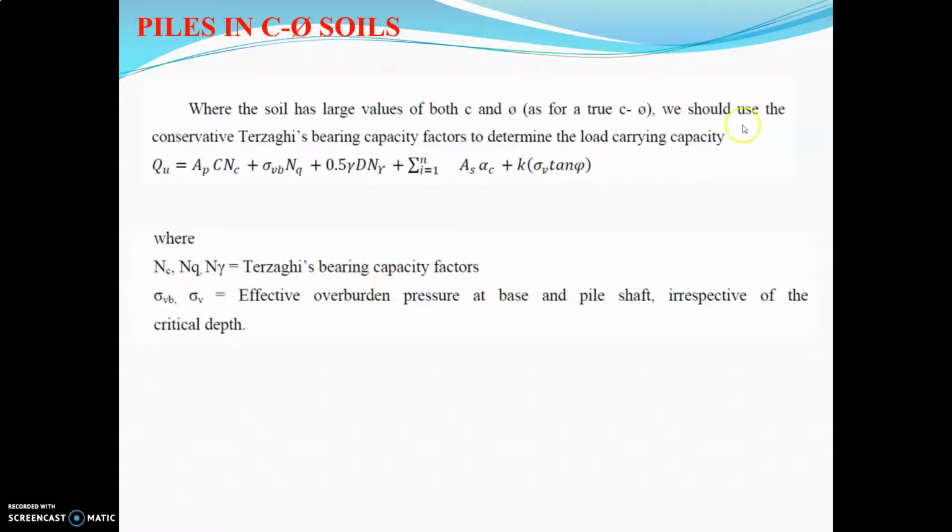where NC, NQ, N gamma are Terzaghi's bearing capacity factors, and sigma VB and sigma V are the effective overburden pressure at the base and pile shaft, irrespective of the critical depth.